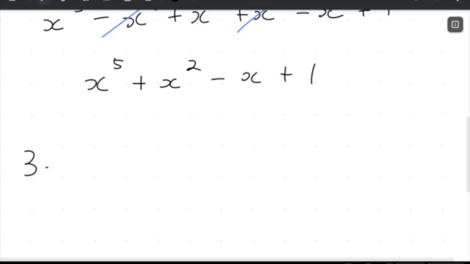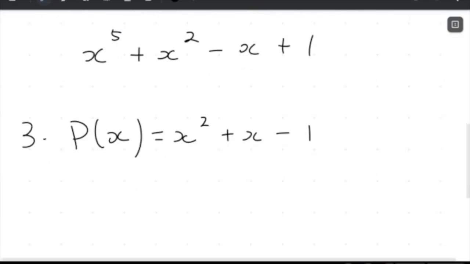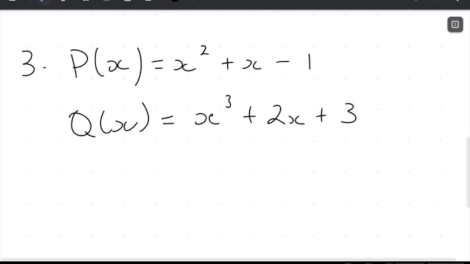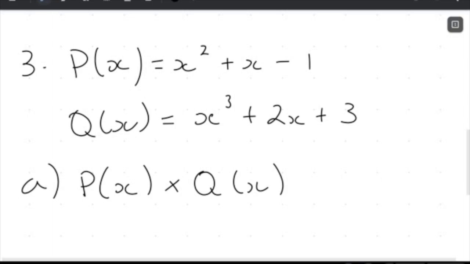terminology with our polynomials. So I'm going to give you one polynomial here, p of x equals x squared plus x minus 1. And I have another one, let's call it q of x, which equals x cubed plus 2x plus 3. Now, I have these two here, and my first question asks me to find what is p of x times q of x. So the only difference here is we're using our polynomial notation to solve these problems.